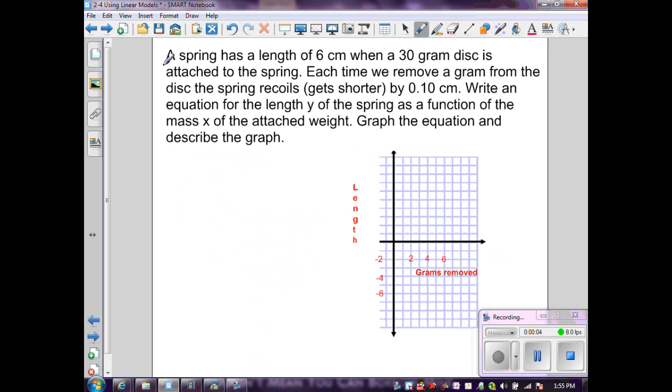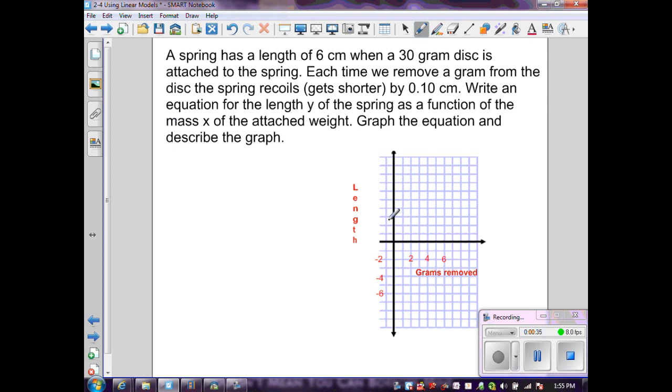Another example. A spring has a length of 6 centimeters when a 30-gram disc is attached to the spring. Therefore, it drops down below the x-axis. Each time we remove a gram from the disc, the spring recoils, or in other words, it gets shorter, by a length of 0.10 centimeters. Write an equation for the length y of the spring as a function of mass x of the attached weight. Graph the equation and describe the graph.